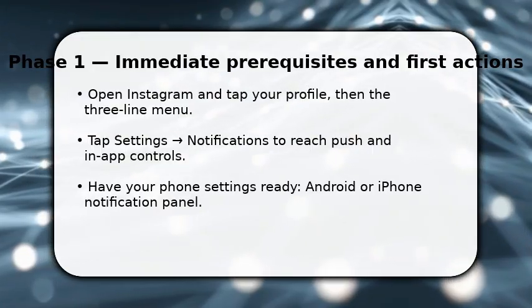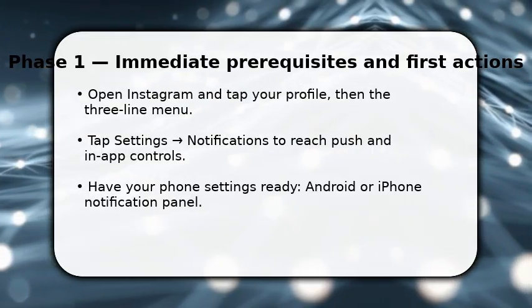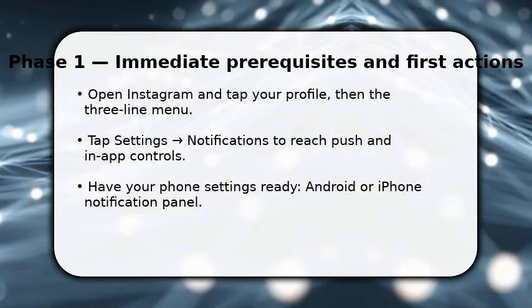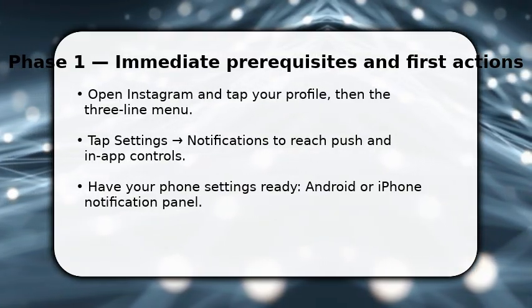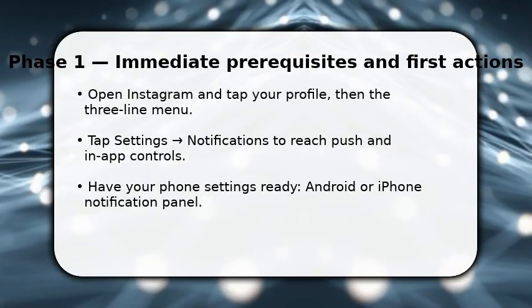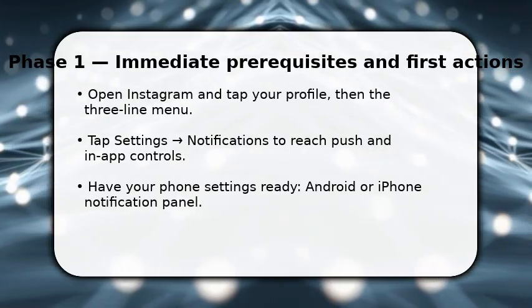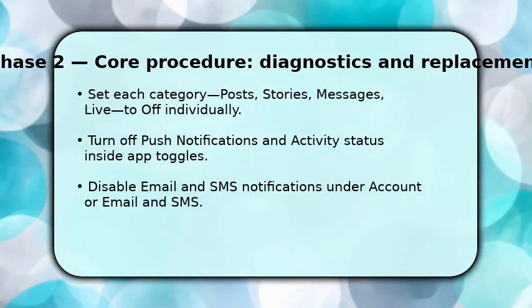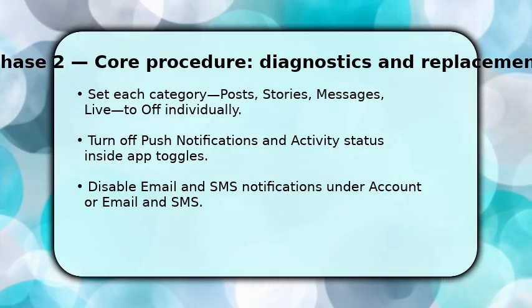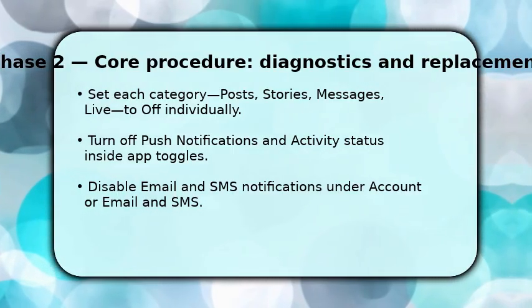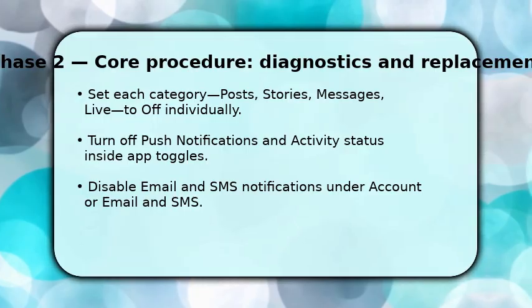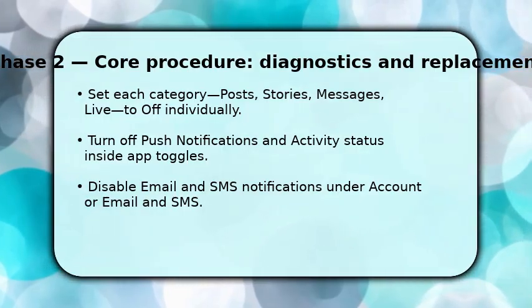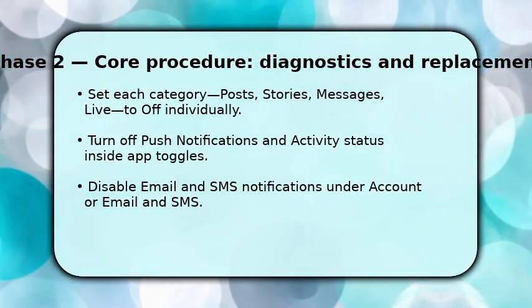You're beginning the permanent pause, so move beyond the temporary pause button and head straight to the main notification categories. That ensures you're changing persistent toggles rather than a short mute. Now you'll work through each category and turn it off. Tap Posts, Stories, Messages, Live, Comments, and Likes, and set them to off. You do this because Instagram saves per category choices. Leaving one enabled still delivers alerts.